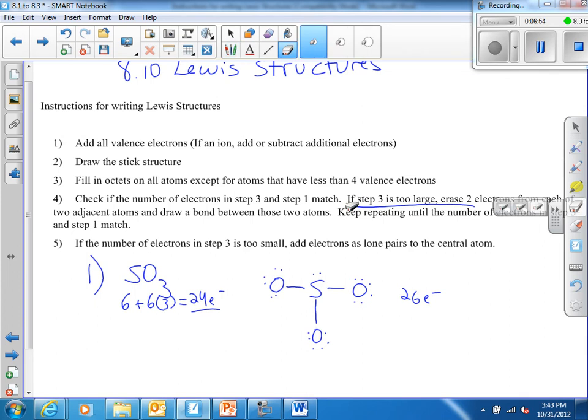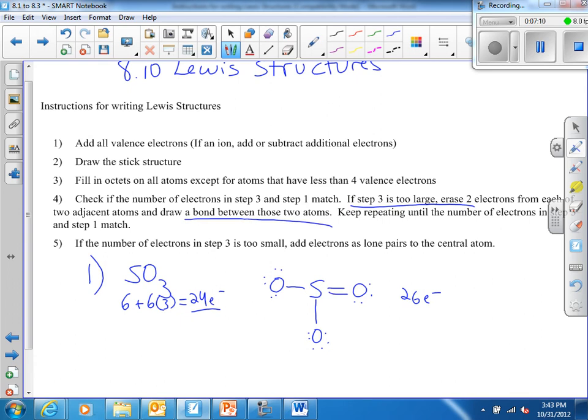I'm going to erase 2 pairs of electrons, 1 from each of 2 adjacent atoms. And I'm going to draw a bond between those 2 atoms, the 2 atoms from which I erased 2 electrons. Keep repeating until the number of electrons in step 3 and step 1 match. I now have 24 electrons, which is how many I'm supposed to have. I am done. Let's do another one.